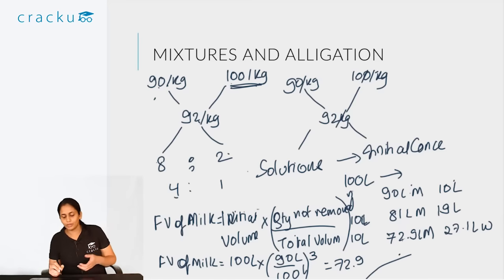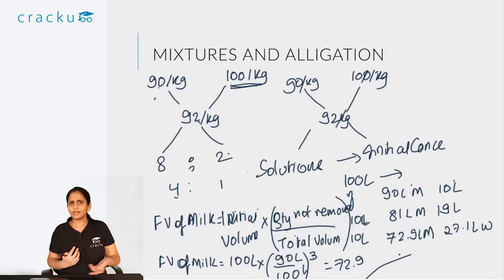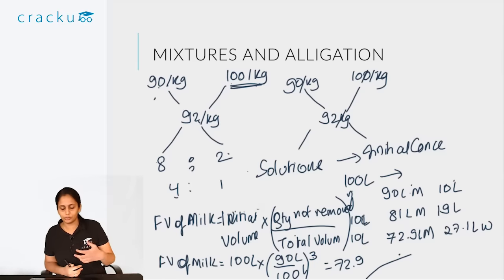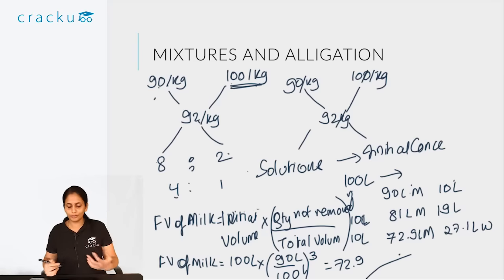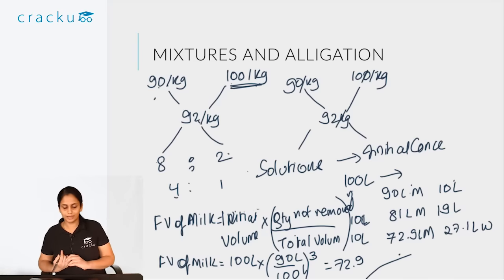But if the number of iterations is 20 or so, it becomes impossible to actually write down each step like this. Instead of that, if you write down the equation, it will become easier for you to calculate. If you have a calculator, you can calculate 0.9 raised to 20 more easily than doing these calculations by hand. So this is how you use the formulas for mixtures and allegations.